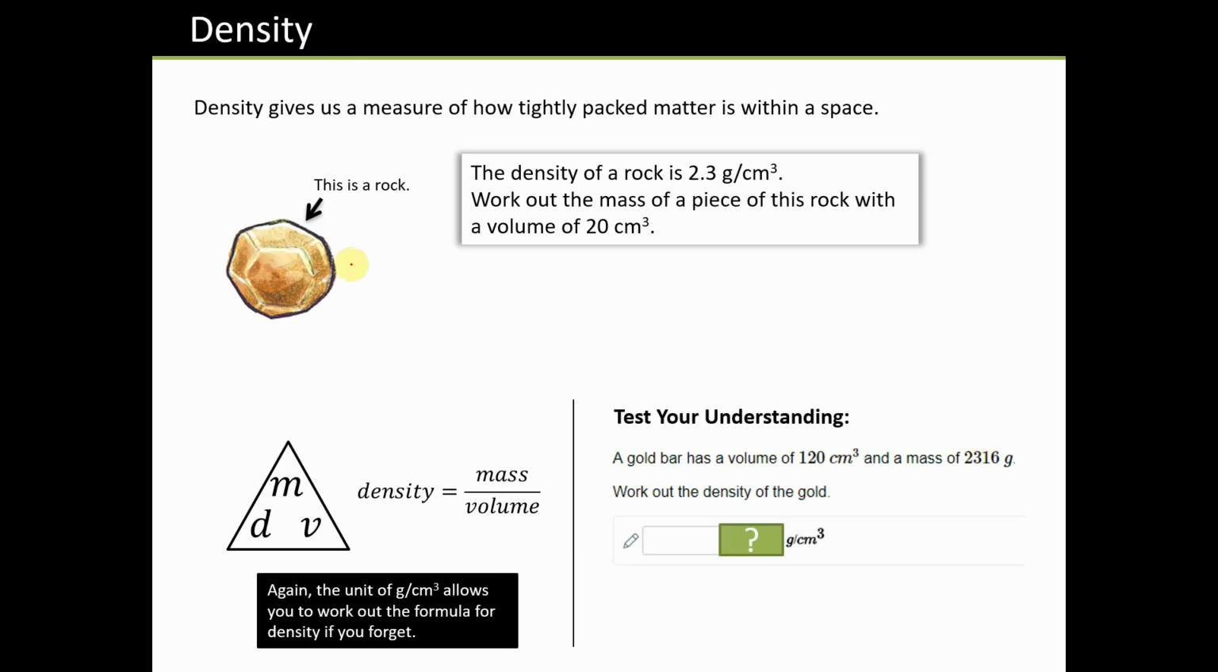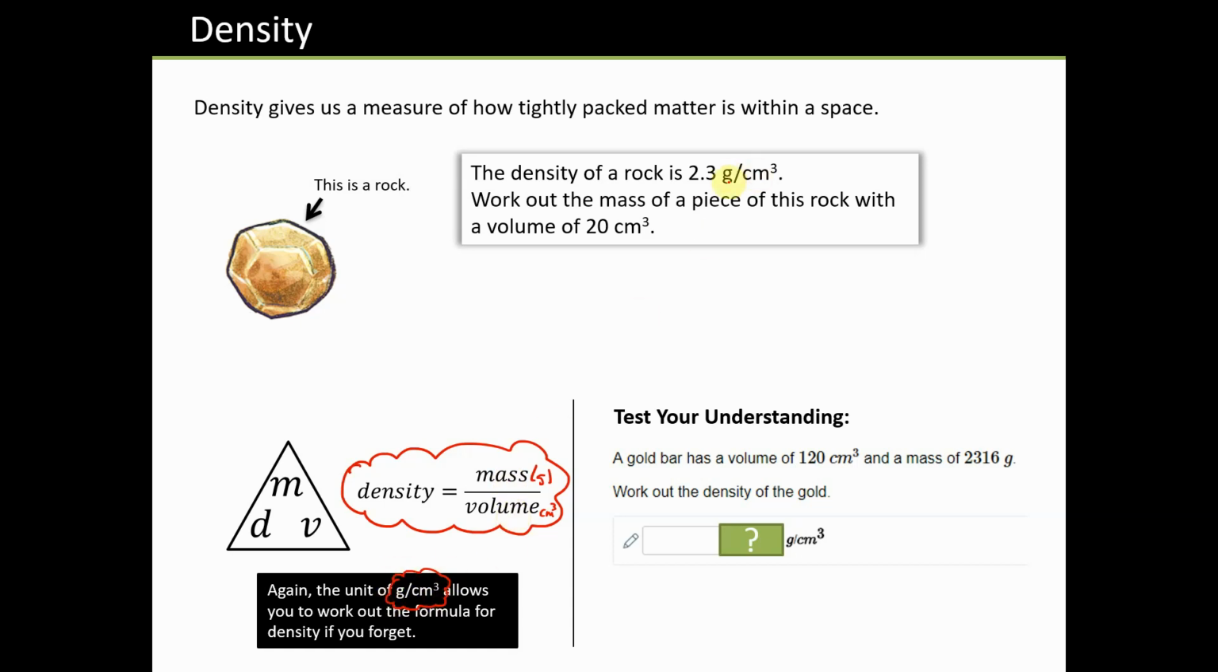We get another triangle. So density equals mass divided by volume. And when we have our units, generally we'll have grams over centimetres cubed. And if you ever forget this formula, well, mass is measured in grams and volume is measured in centimetres cubed or metres cubed. So actually it is just grams divided by centimetres cubed if you think about mass divided by volume. That's exactly what this unit is telling you.